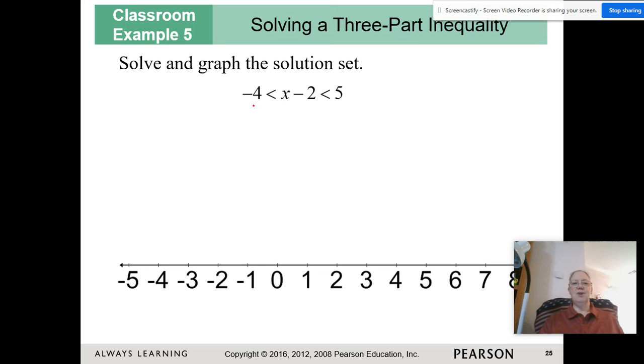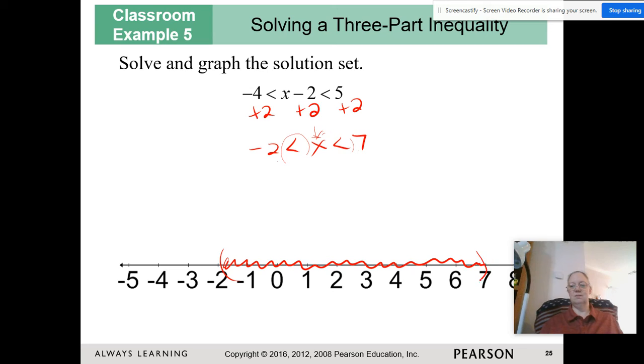All right. So -4 is less than x minus 2 is less than 5. So we're going to get rid of the 2 by adding, 3-part inequality. You got to do it in all 3 places, don't forget. So my x is between these 2 numbers, which means I have to shade between those 2 numbers. Okay. Parentheses on the -2. Parentheses on the 7. Shading starts at -2 on the left. Shading ends with 7 on the right, and they both had parentheses.